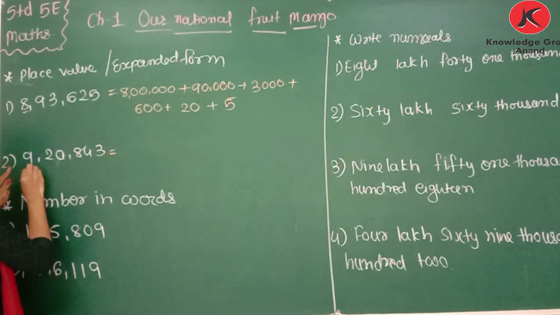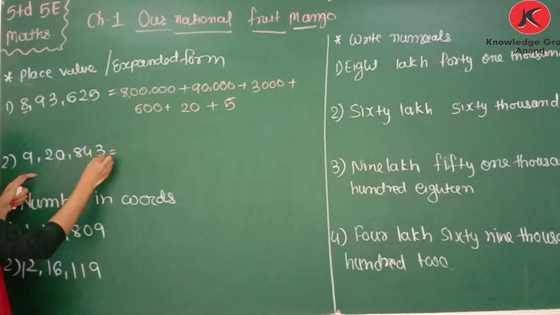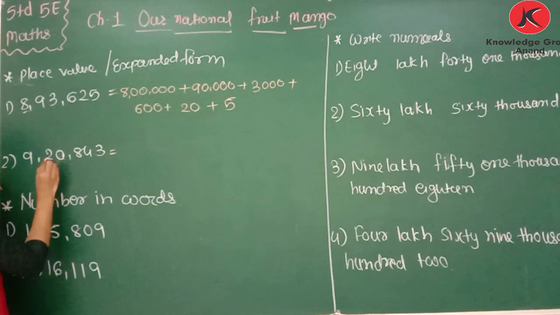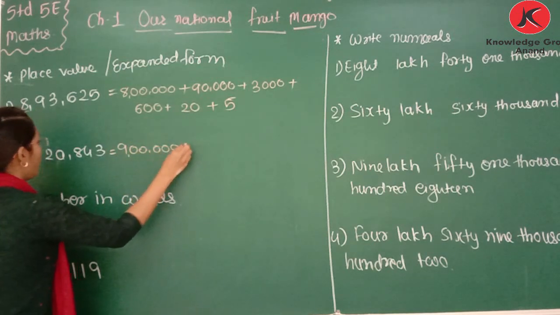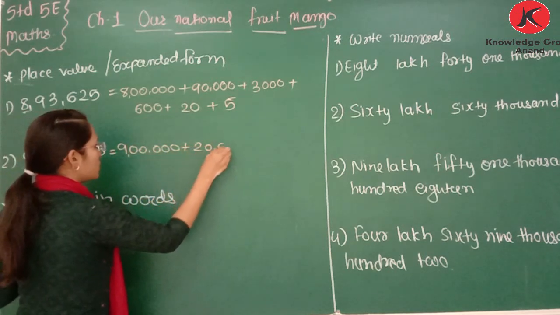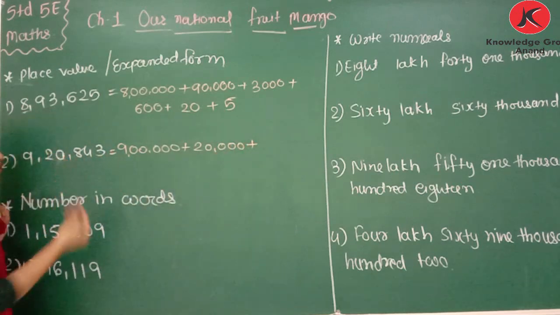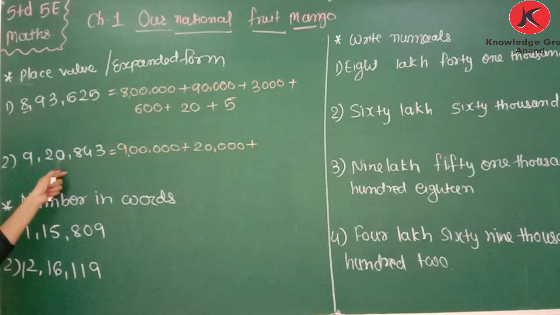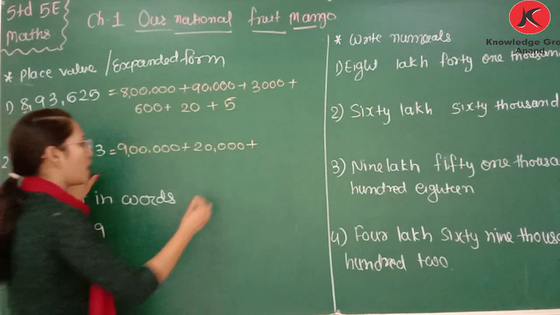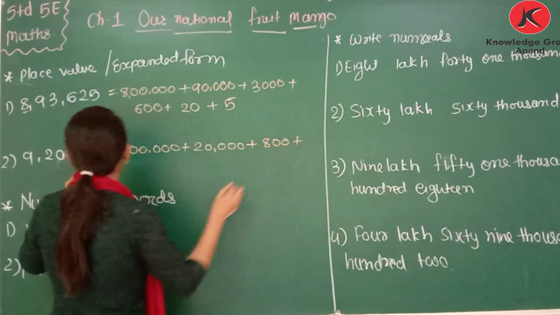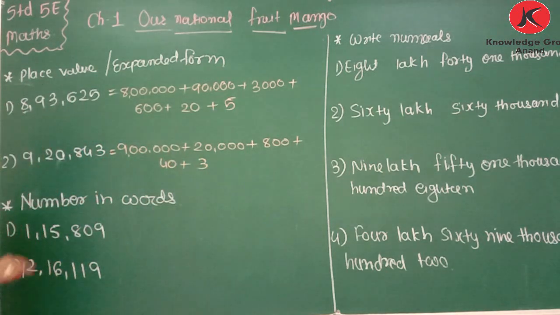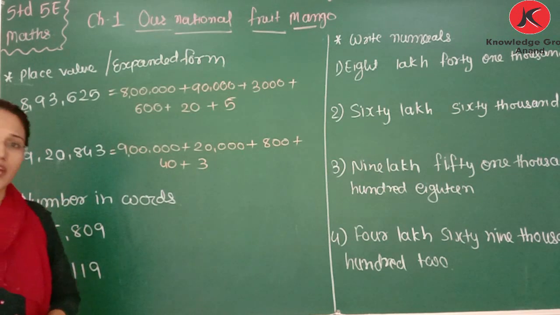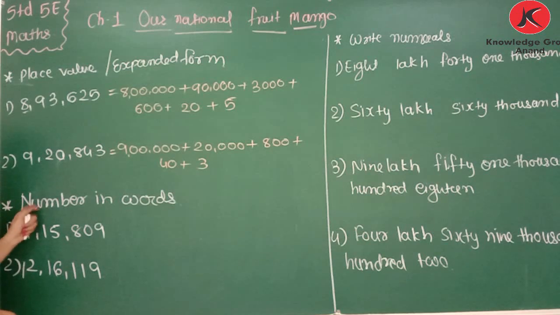Now next one, 9, 2, 0, 8, 4, 3. 1, 10, 100, 1000, 10,000, lakh. Place value of 9 is 9 lakh. Place value of 2 is 20,000. Place value of 0 is 0. You can write or you can skip this 0. 8 is at the 100 place, so it is 800. 4 at the tens place, so 40, and 3 at the ones place, so 3. Clear? This way you can write the place value of each digit, or you can write the number in an expanded form.